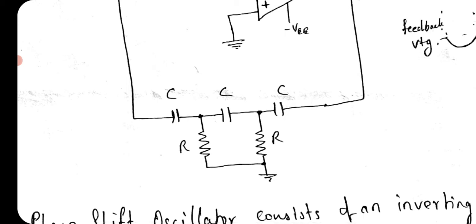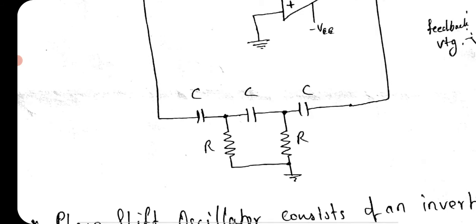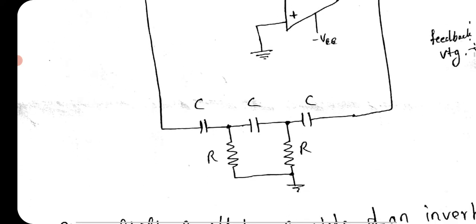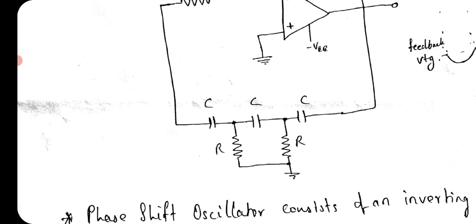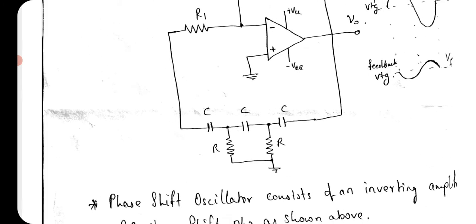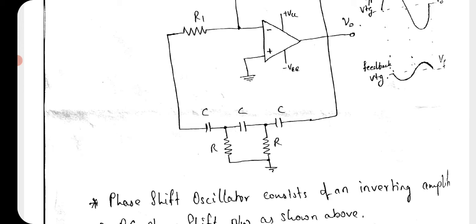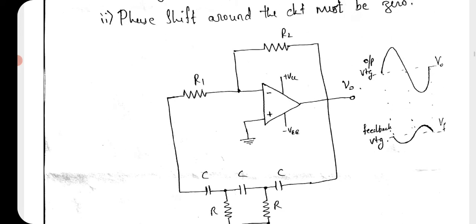I will call this the RC network, where you can see it has got three capacitors and we require three resistors. Here you can see only two are visible, right? The one resistor is R1. R1 is playing the role of a third resistance. So these three capacitors and three resistors, we also call this the RC network. And the upper part is the op amp.